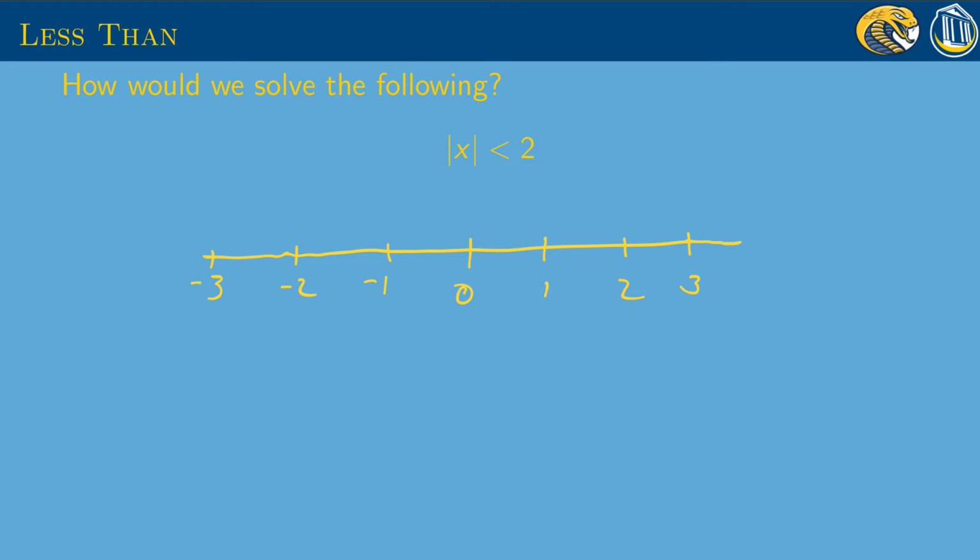0, the distance from 0, is 0, which is less than 2, so we're good to go. 1, the distance from 0, is also less than 2. But for numbers 2 and above, these don't work because the distance from 0 is bigger than 2. Similarly, -1 or -1.5 or -1.9, the distance from 0 is indeed less than 2.